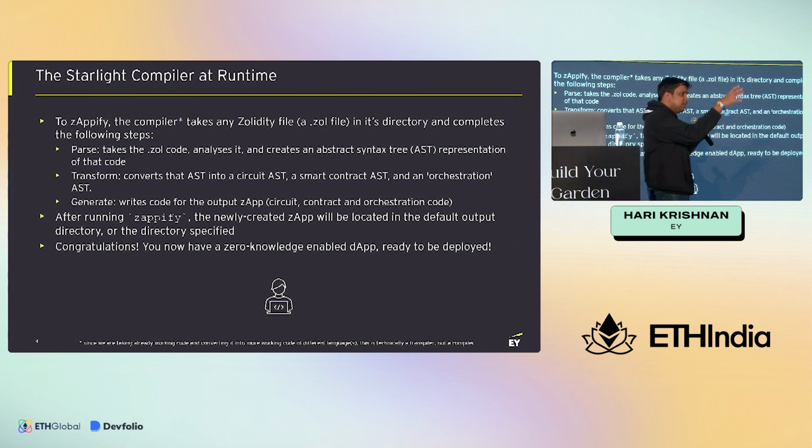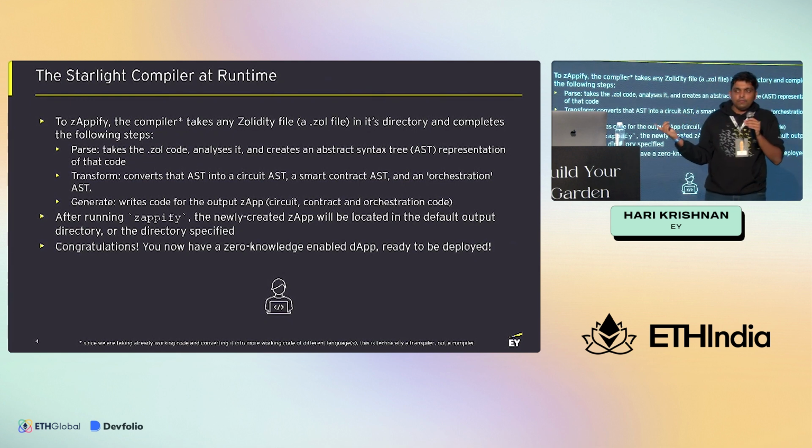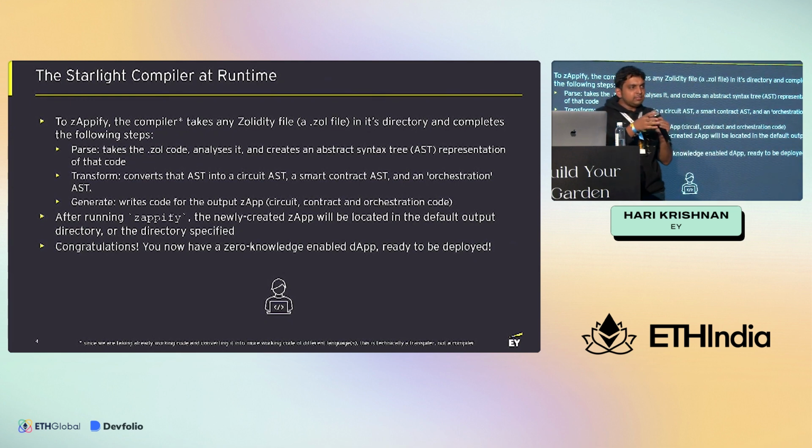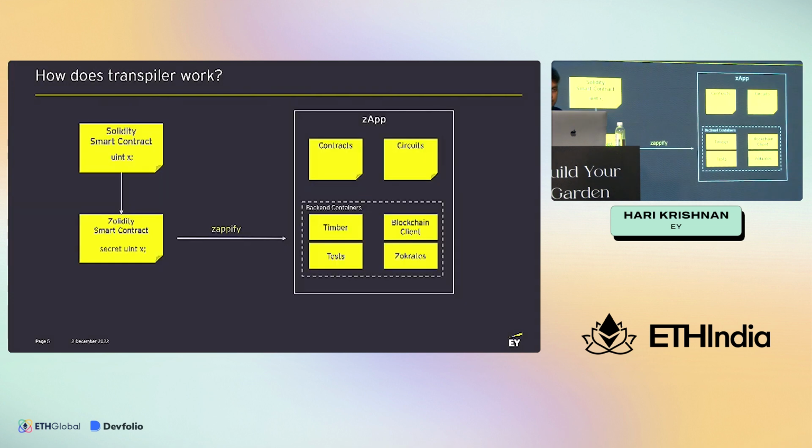Now, once we have the 3 ASTs ready, we do the reverse of what we did in the first step. That is, we take the AST and create the code from it. We create the zero-knowledge code from the circuit AST. We create a Solidity smart contract from the smart contract AST, and we create an orchestration code which connects all these things together. Now that's it. So we get the output with these 3 steps.